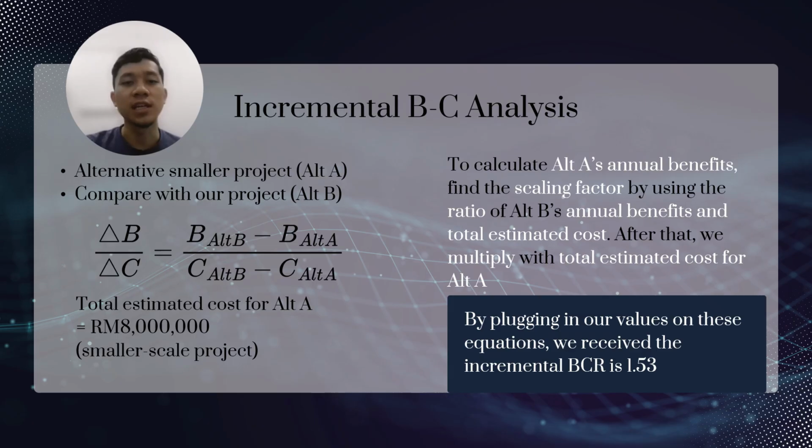And now for the incremental BC analysis, the first step is to create an alternative project that is smaller scale and label it alternative A. And then we compare it with our project, which we label alternative B. To find alternative A's annual benefits, we can obtain a scaling factor by having the ratio of alternative B's B and C without the present work. And then we multiply that scaling factor with alternative A's cost. After that, we plug in the values into the equation and we receive the BCR of 1.53.